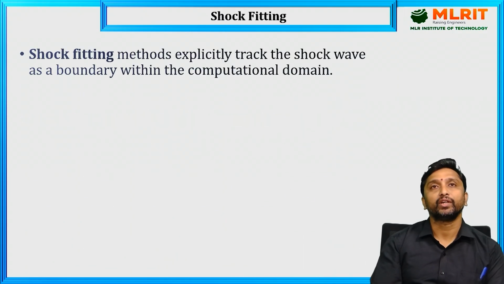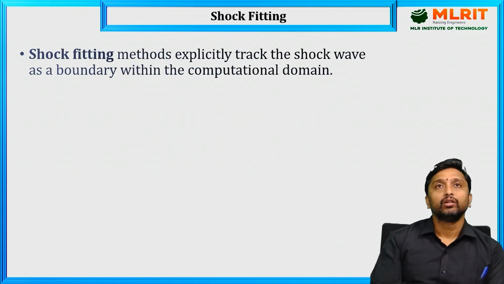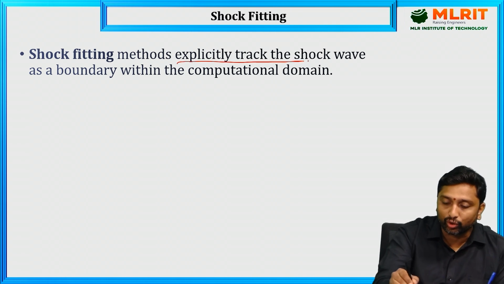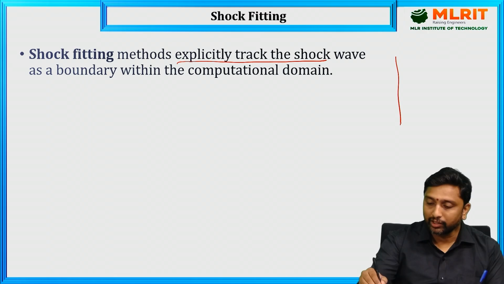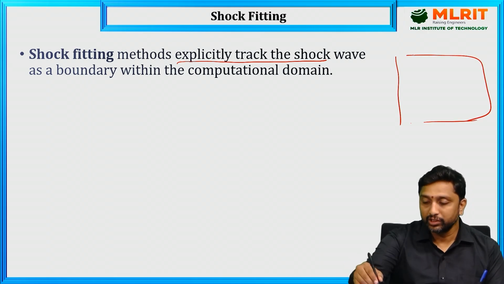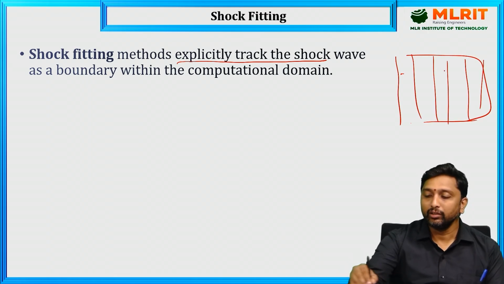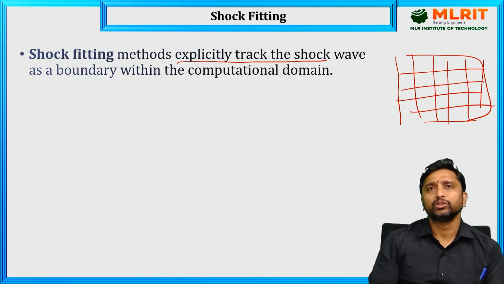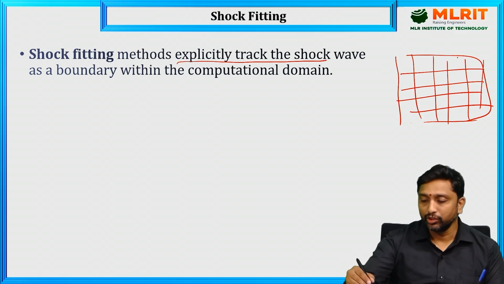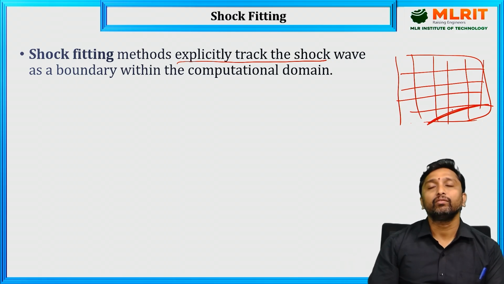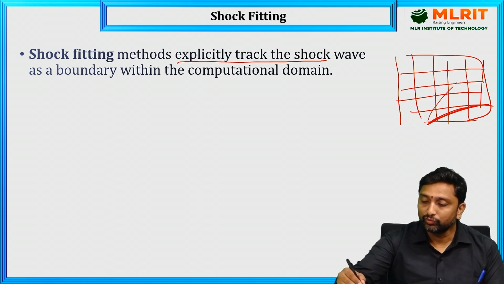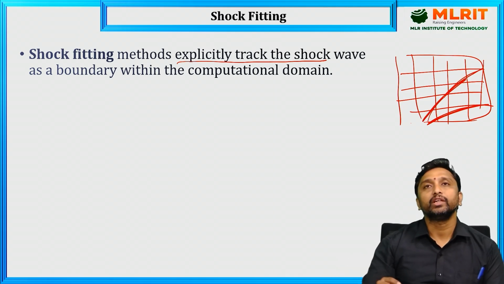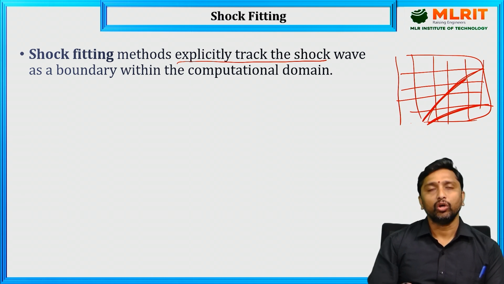Next comes the shock fitting. So this shock fitting requires explicit tracking of the shock wave. That means unlike the previous case where you had the domain, you discretized it, then you calculated for the flow problem, now you don't have this domain, rather you have the body here, and based on the formation of the shock wave, you are going to generate the grid or mesh.